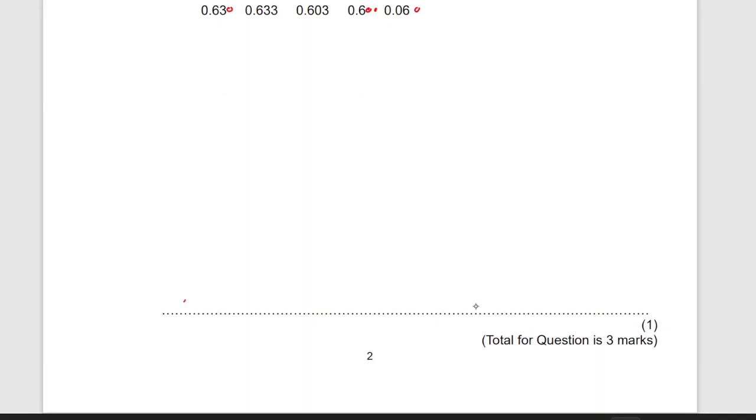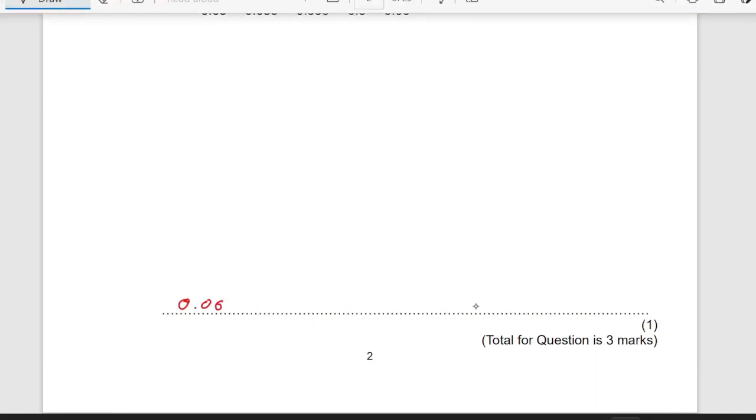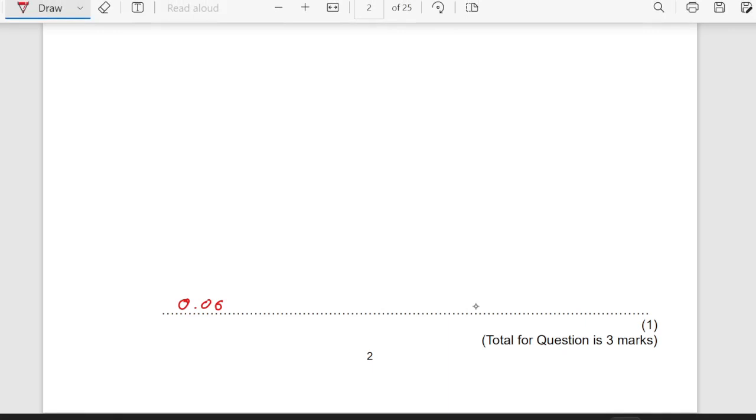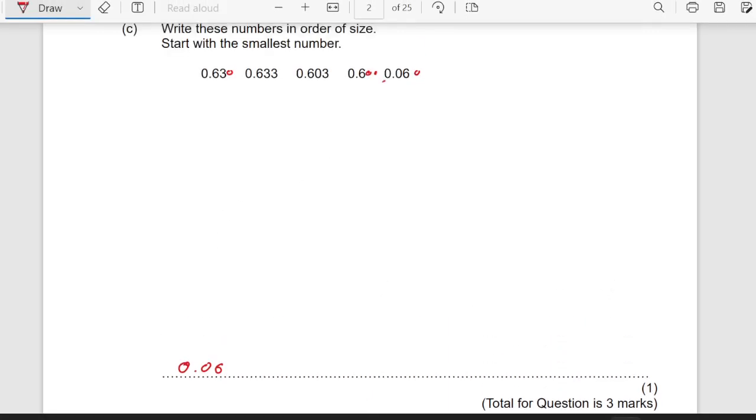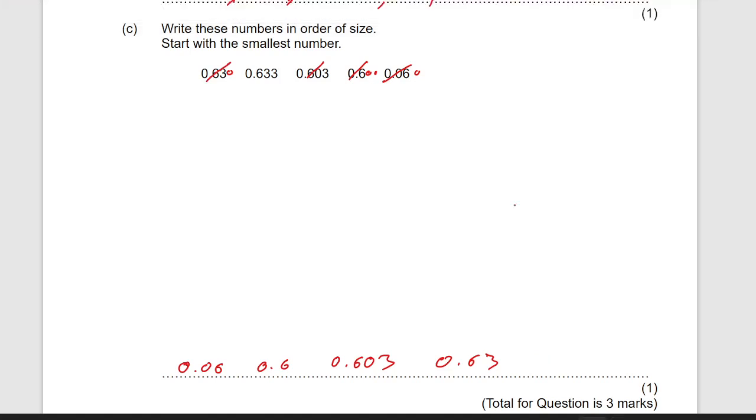So the smallest number is 60 or 0.06. My next smallest one then, did I cross that out? There we go. My next smallest one then is 600, which started out at 0.6. Then we've got 0.603, so I'll cross that one out and that one out. Then we've got 0.63, and then finally 0.633. Okay, and that's that question.